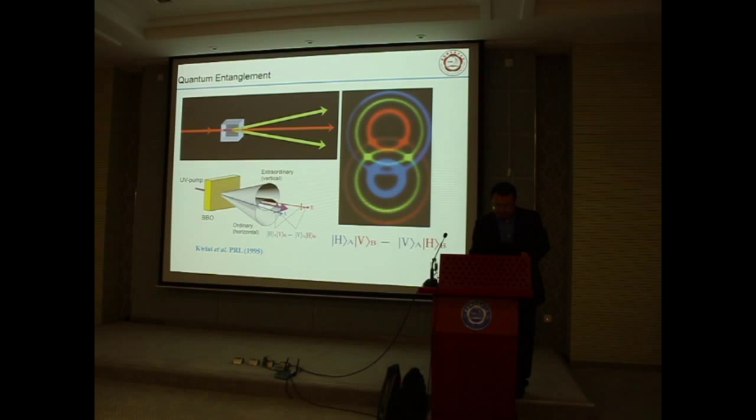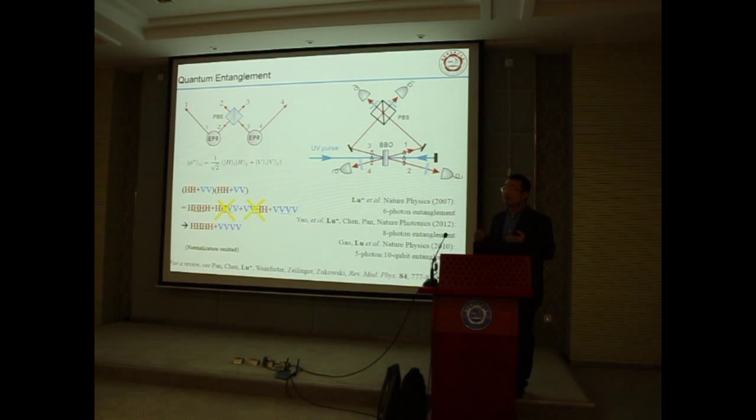And we can further combine these photon pairs into multi-photon entanglement using the method of quantum erasure. So far, we have managed to produce six-photon and eight-photon entanglement, and 5-photon 10-qubit hyper-entanglement. For a review, please see this Reviews of Modern Physics paper.